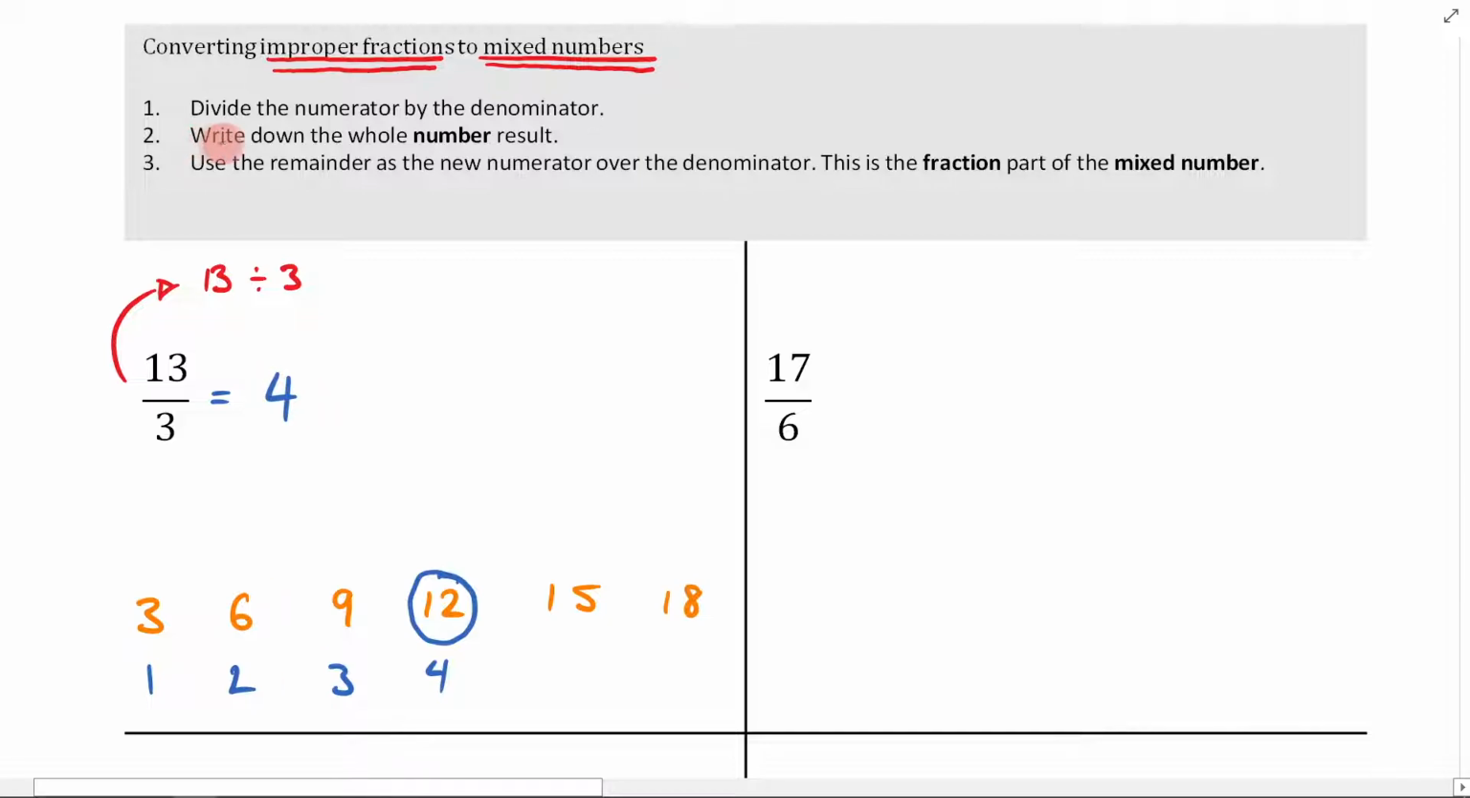And that's my step 2. See how it says write down the whole number result? It's going to be 4, because 1, 2, 3, 4, it goes in 4 times.